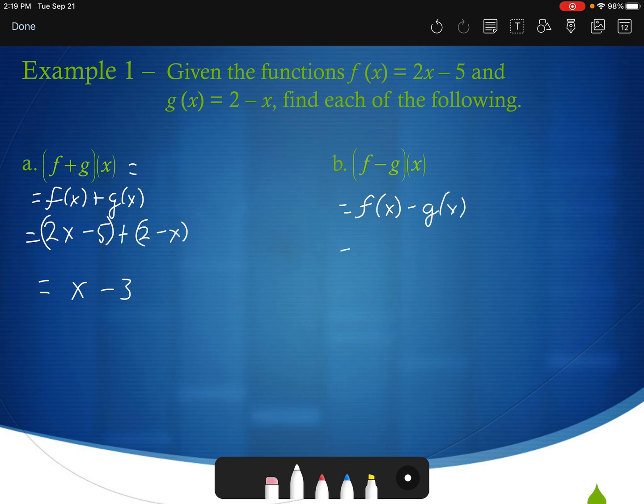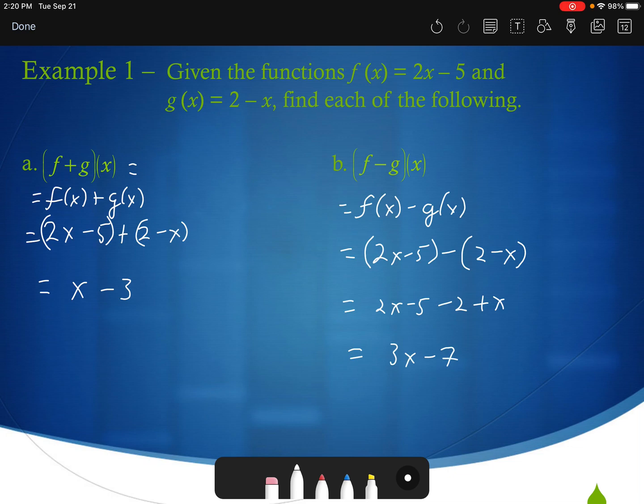Now if we subtract them, same idea, 2x minus 5 minus 2 minus x. Well, now we have to distribute the negative sign because we're subtracting all of g of x, and that's a little different then. We get 3x minus 7.